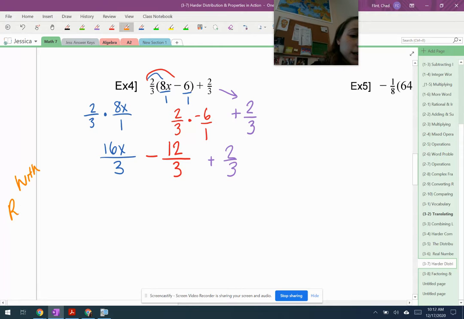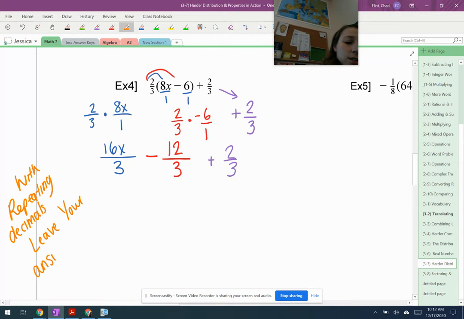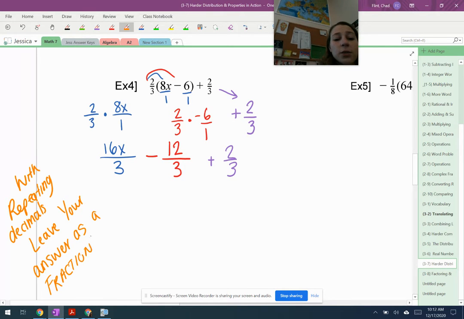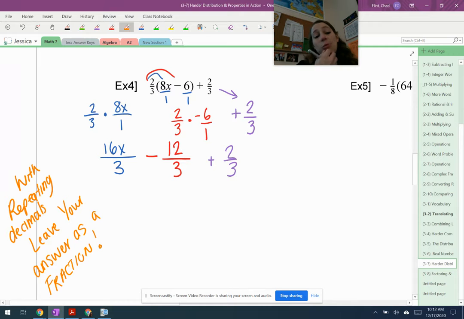With repeating decimals, leave your answer as a fraction. And that will be something that I continue to tell you to do, even in algebra in a little bit.